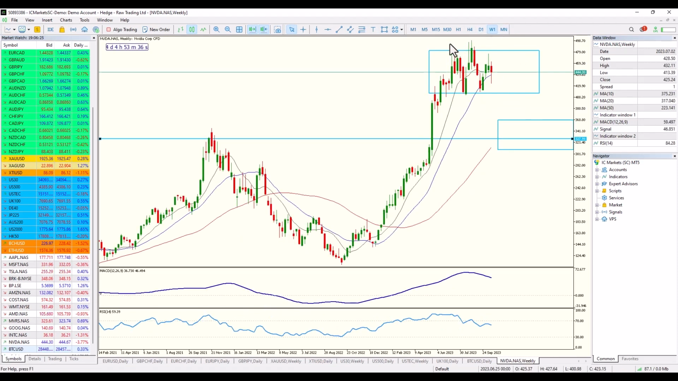And when you look at it from a weekly perspective, we're getting the formation here of a potential head and shoulders. So what I'm looking for is to see if we break this neckline or break out of the bottom of this range, then I would expect a correction down towards 327, 330 at least.